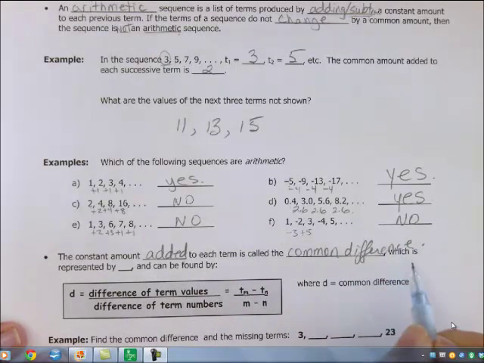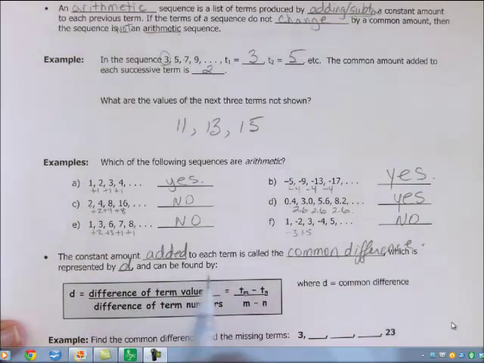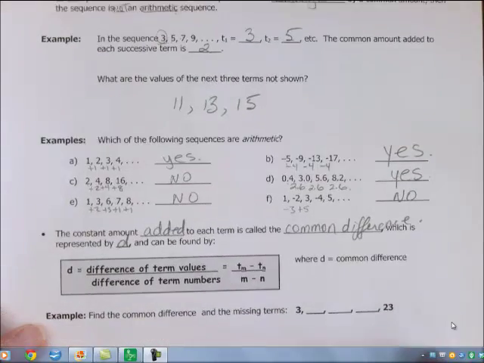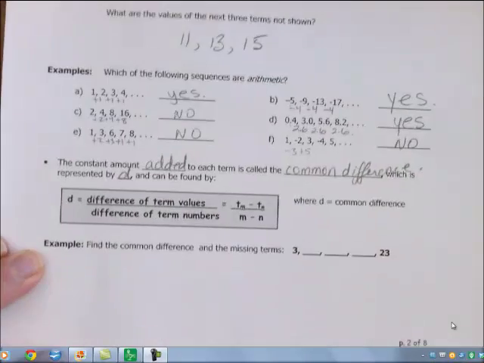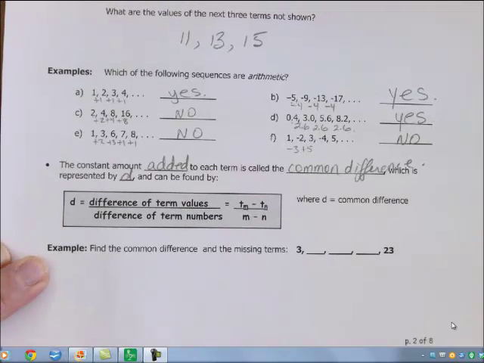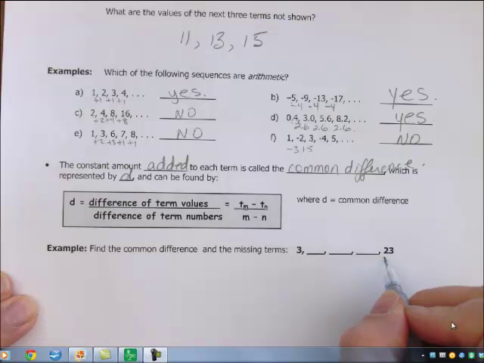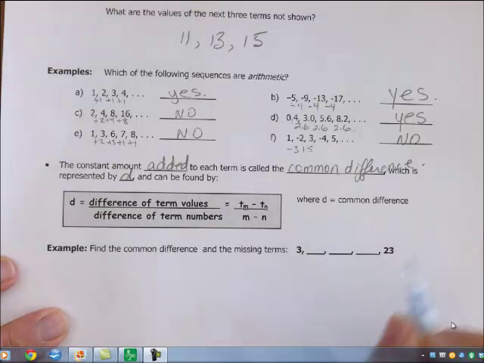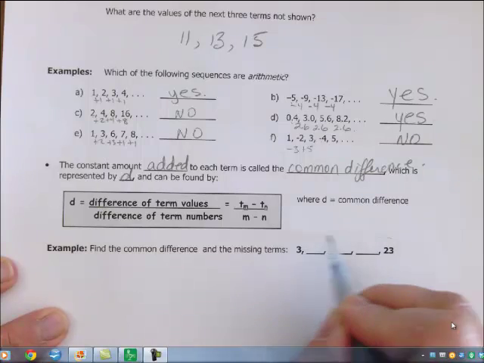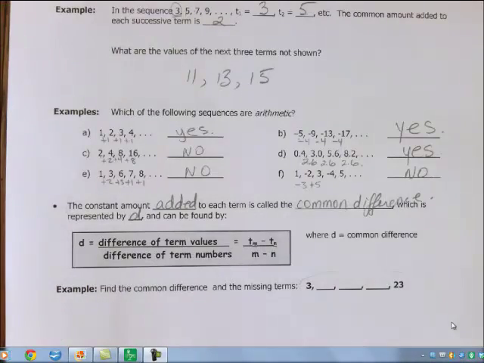Okay, which is represented by a lowercase d, and it can be found by this formula here. Now, what this formula basically means is, well, you know what? I'm going to let you guys look at this question right here and try to figure out what this answer is.